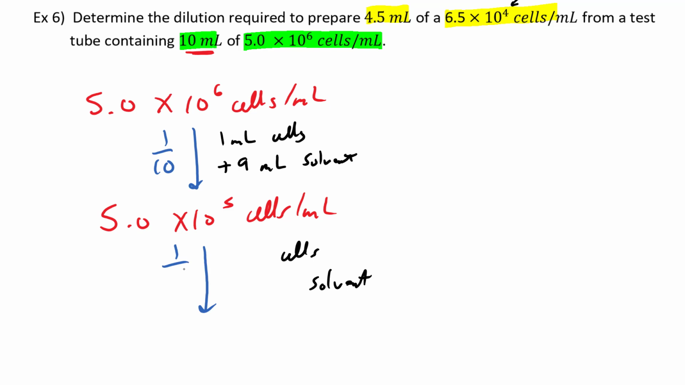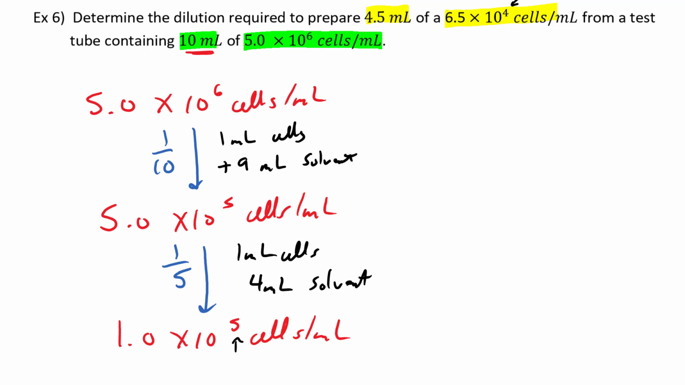Let's say a 1 in 5 dilution. This means I take 1 mL of cells and I add to that 4 mL of solvent. Divide 5.0 times 10 to the 5 by 5. I get 1.0 times 10 to the 5 cells per mL. Now, I'm relatively close: 10 versus 6.5.